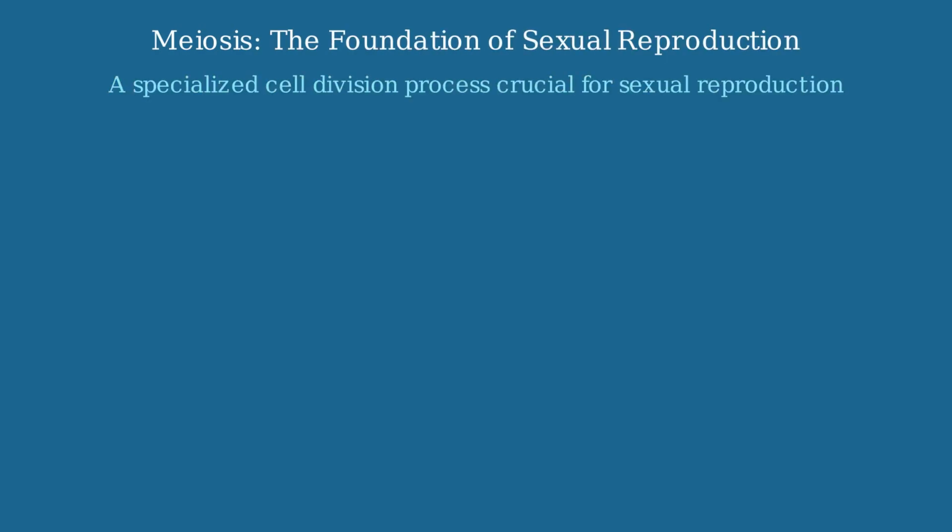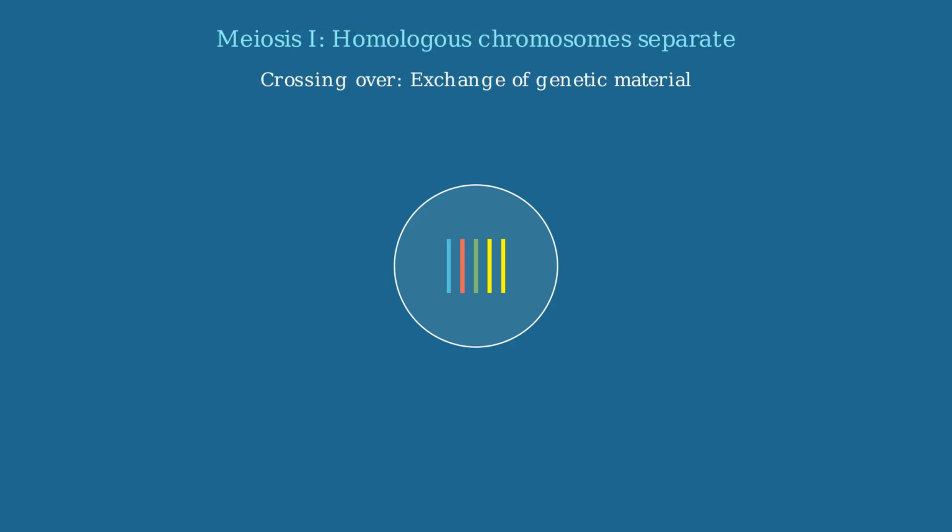Meiosis is a specialized cell division process that forms the foundation of sexual reproduction. In a diploid cell, chromosomes exist in homologous pairs, one from each parent. This example shows 4 pairs totaling 8 chromosomes. Meiosis begins with meiosis 1, where homologous chromosomes separate.